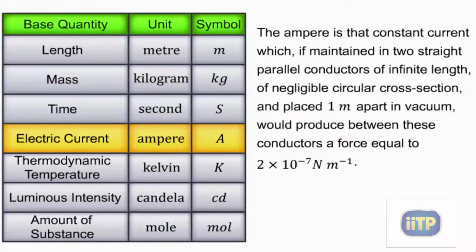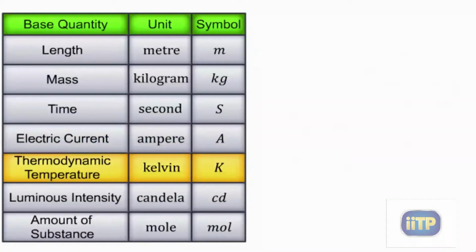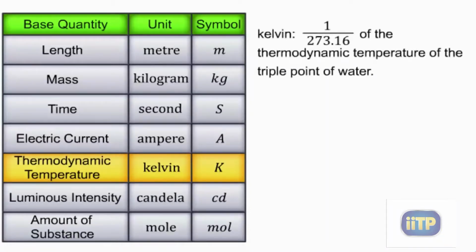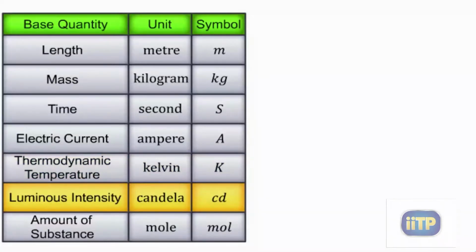Thermodynamic temperature is measured in Kelvin, denoted by the capital letter K. A Kelvin is a fraction 1/273.16 of the thermodynamic temperature of the triple point of water. Luminous intensity is measured in candela, denoted by the small letters cd.